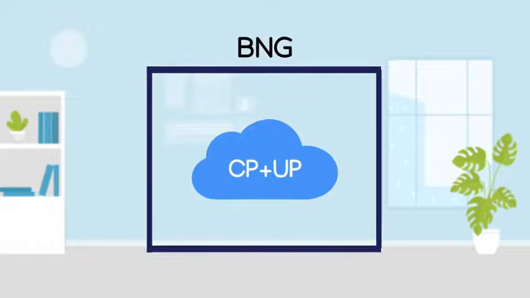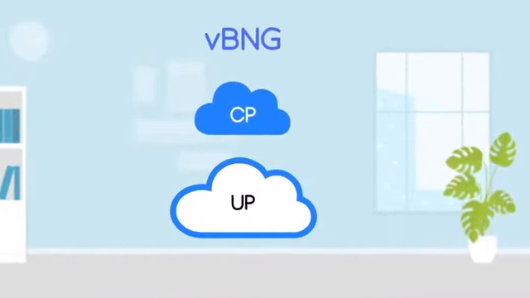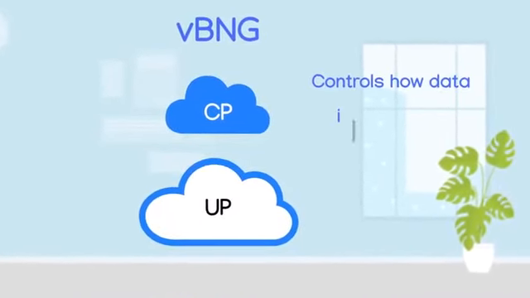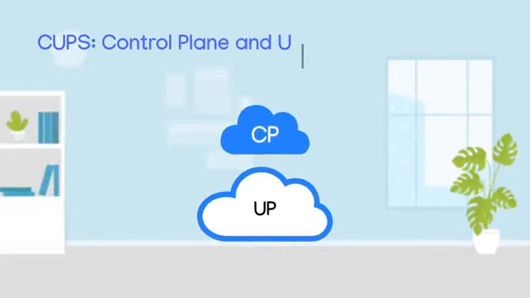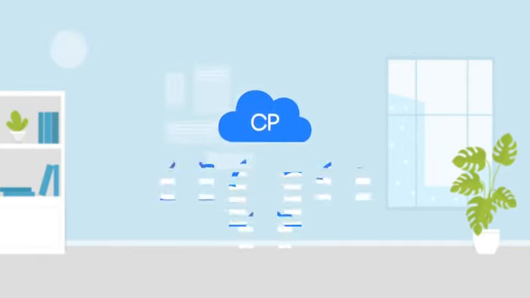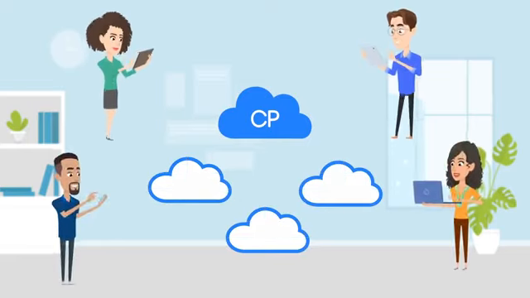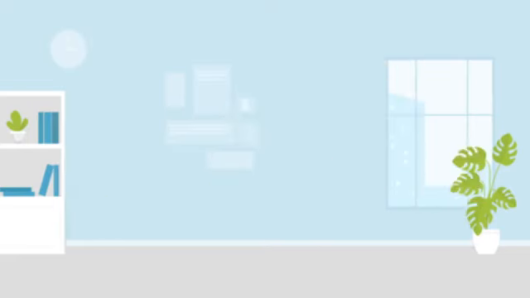Unlike a traditional BNG, vBNG has its control plane, the part that controls how network packets are being forwarded, and the user plane, the part that actually transfers the data packets, separated from each other. This process of decoupling the planes is known as CUPS, control plane and user plane separation. CUPS facilitates both the planes to scale elastically as per demand, and hence it can efficiently support the rapidly growing broadband traffic. So, in summary, a vBNG provides the following benefits.